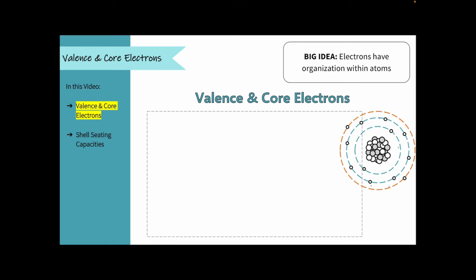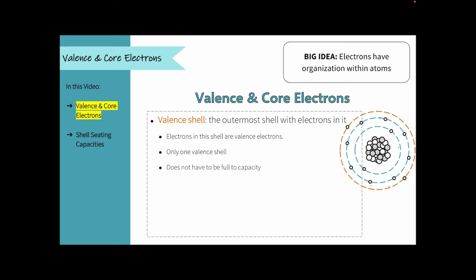We talk about two different kinds of shells and two different kinds of electrons. First, we have the valence shell. This is the outermost shell that has electrons on it. In our model, it's represented by this orange color. Any electrons that are on the valence shell are called valence electrons. And there's only one valence shell, right? You can't have two that are the outermost. Just one. An important thing about the valence shell is that it does not have to be full to capacity.